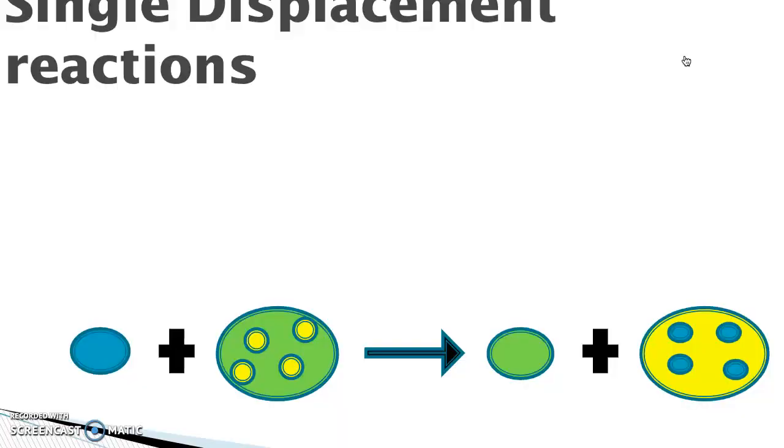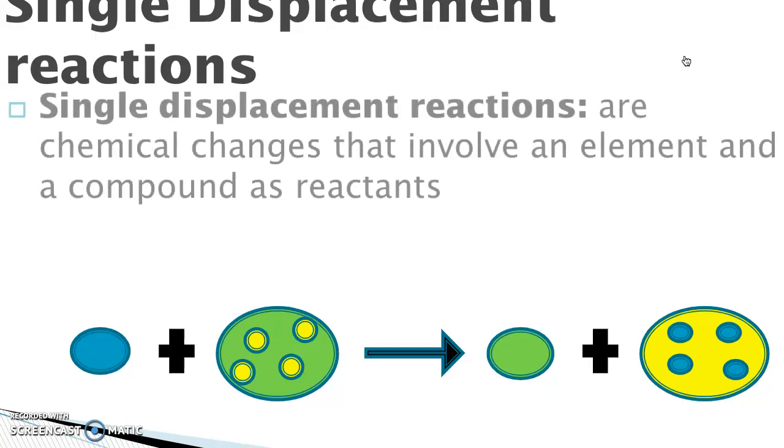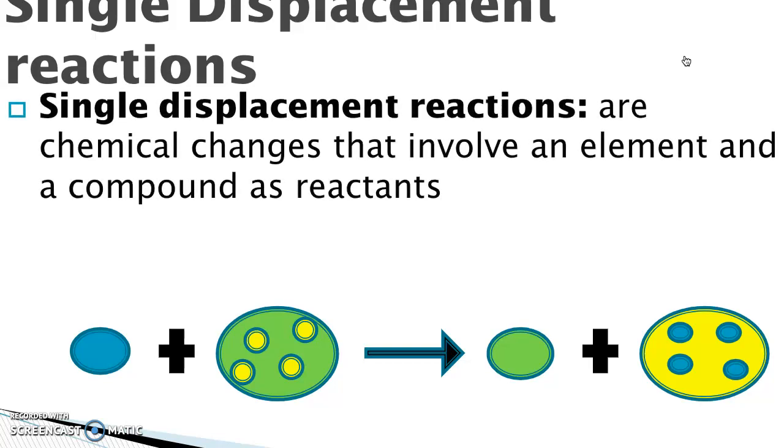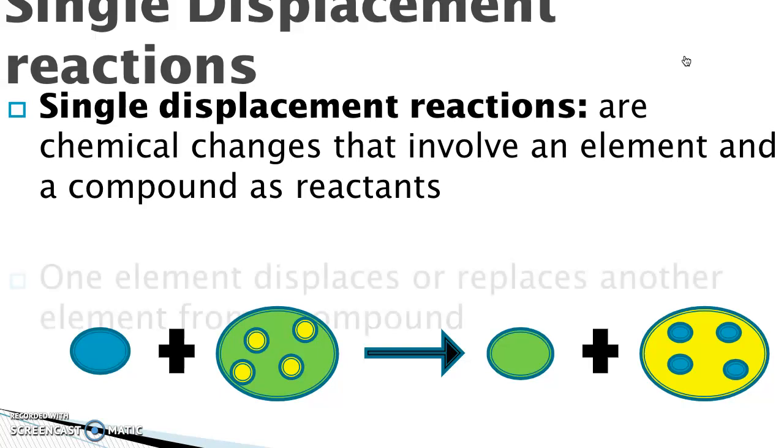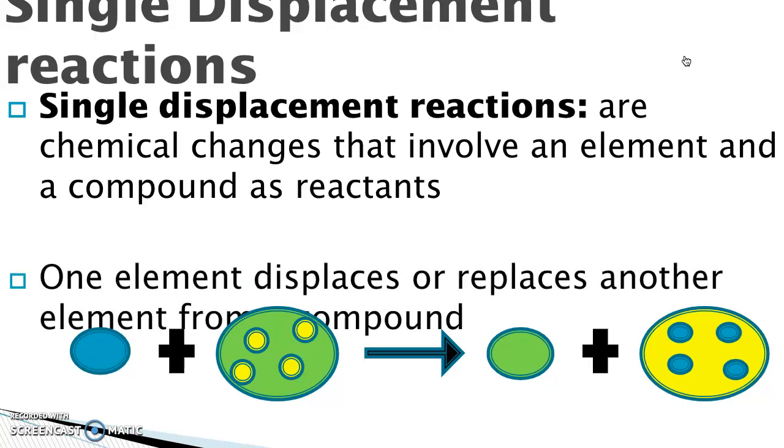All right, so single displacement reactions. A single displacement reaction is a chemical change that involves an element and a compound as your reactants. What will generally happen is the element will take the place of one of the parts of the compound. Like it says here, one element displaces or replaces another element from the compound.